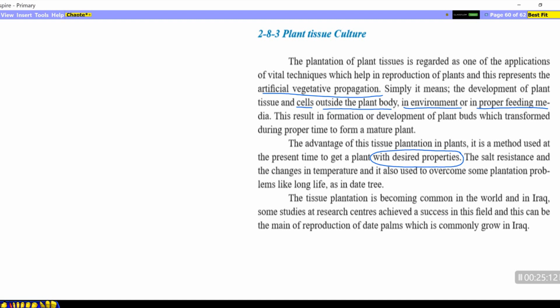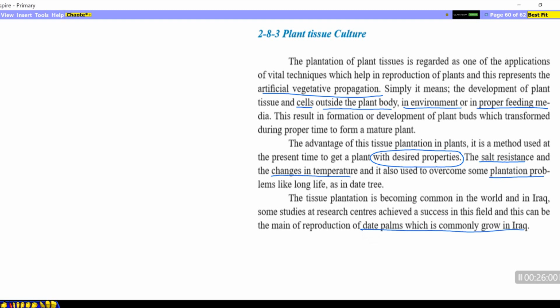It gives salt resistance and resistance to temperature change, and also overcomes planting problems which decrease the success of growing new plants in the environment. By this method, plants are grown in the laboratory for a certain time and then transported to the environment. Tissue culture is becoming common in the world and also in Iraq. Some studies and research centers have achieved success in this field, and this can be the main way of reproducing date palms, which commonly grow in Iraq.